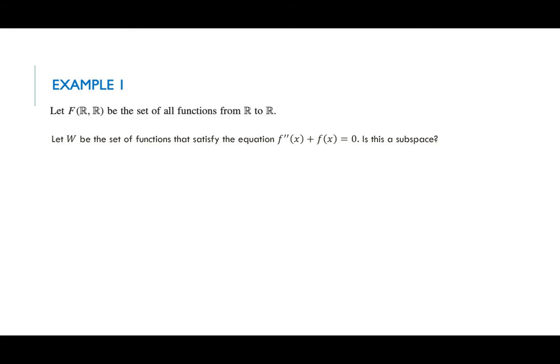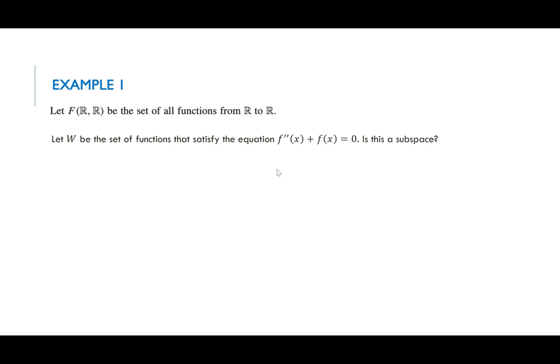Okay, so first example. Your book starts with: let F from R to R be the set of all functions from R to R. Now, 3Blue1Brown talked a little bit about how this really is a vector space, and I think in your pre-assignment I asked you to prove that. So in this example, what we're actually going to do is look at this space W, which is the set of functions that satisfy some differential equation. We're going to ask, is this a subspace of the vector space of all functions from R to R?